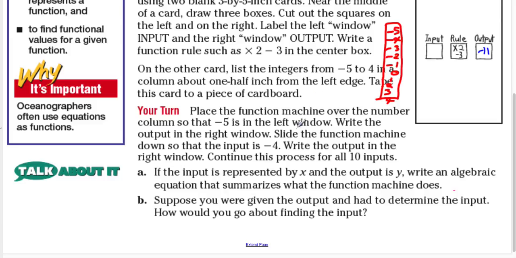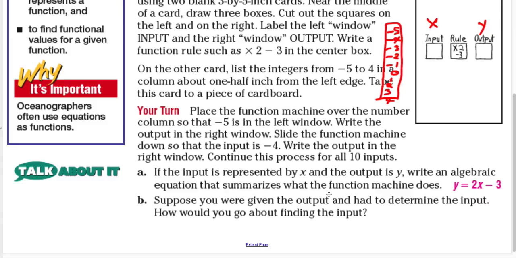As you do this, and this is the whole lesson right here: if the input is represented by x and the output is represented by y, write an algebraic equation that summarizes what the function machine does. If you notice, if the input is x and the output is y, an equation can be y equals 2x minus 3, because you're multiplying 2 times x, minus 3.